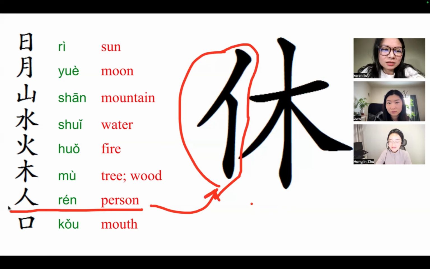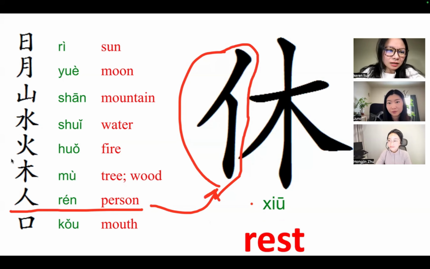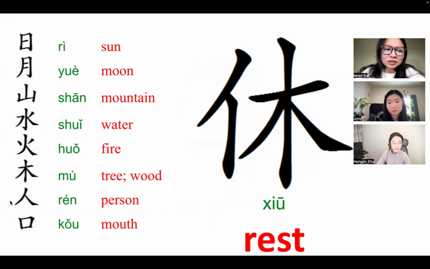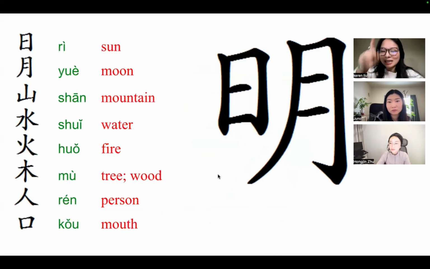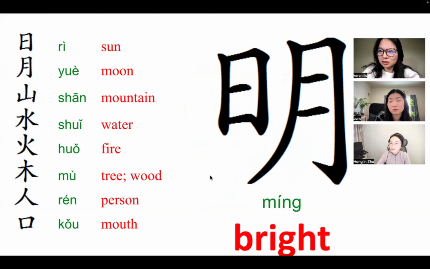So the person is resting. So they'll be like, oh yeah, it makes sense. We always start with the most logical ones. And then I will ask them, 你看到了什么? They will compare here. 我看到了日，我看到了月. So when you have both the sun and the moon, of course, it means bright and also smart.